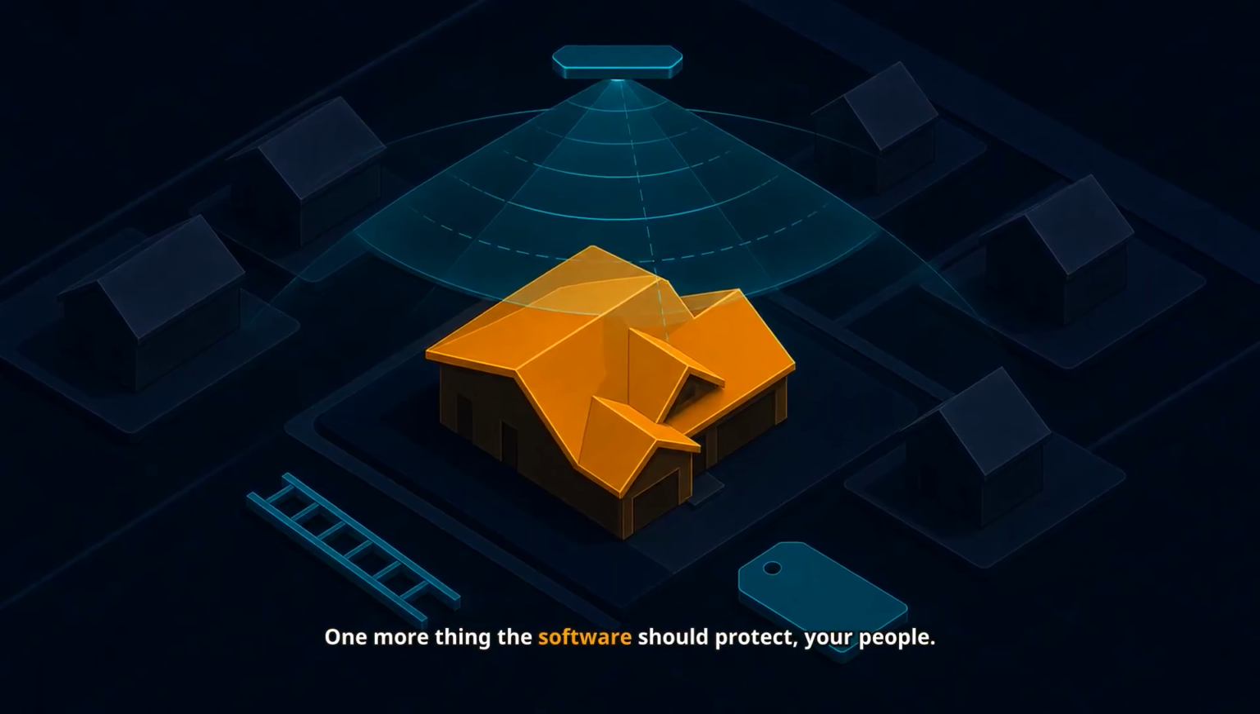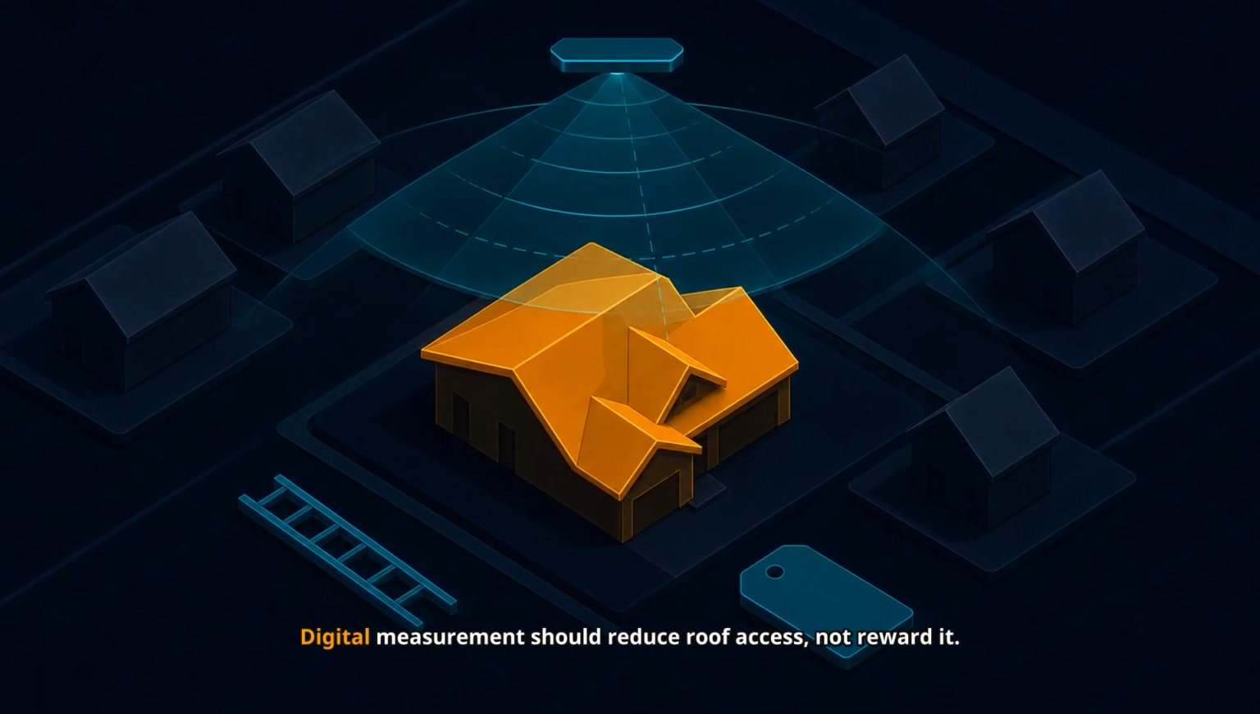One more thing the software should protect: your people. Digital measurement should reduce roof access, not reward it. Make sure your workflow never nudges a salesperson onto a steep roof just to capture a tighter measurement. OSHA's fall protection standard is the rule your field practice should reflect. Falls from roofs and ladders are a leading cause of construction deaths, and aerial tools exist partly so fewer people have to climb. So define when remote measurement is enough and when trained access is required. Then build a measurement uncertainty field so production knows what to confirm before ordering material.